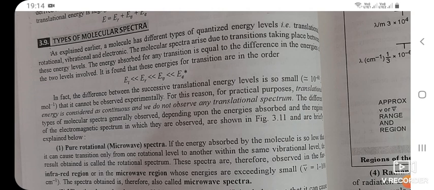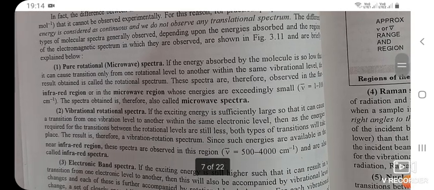It is found that these energies for transition are in the order: E_T less than E_R less than E_V less than E_E. In fact, the difference between the successive translational energy levels is so small that it cannot be observed experimentally. For this reason, for practical purposes, translational energy is considered as continuous and we do not observe any translational spectrum. The different types of molecular spectra are generally observed depending upon the energies absorbed and the region of the electromagnetic spectrum in which they are observed, as shown in figure 3.11 and are briefly explained below.